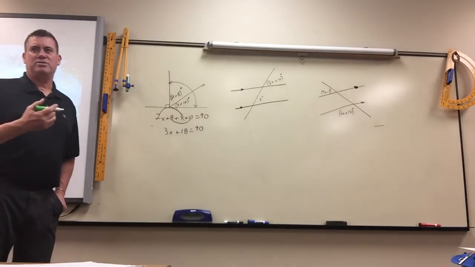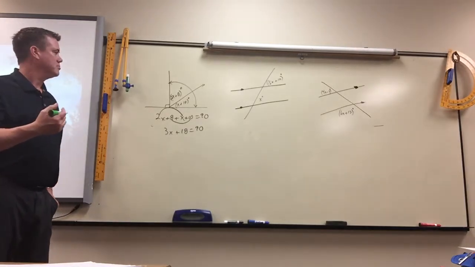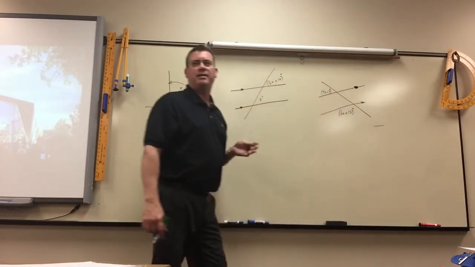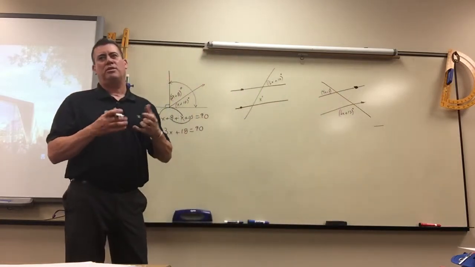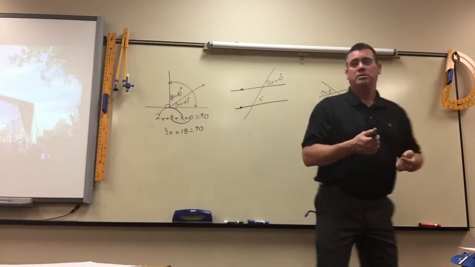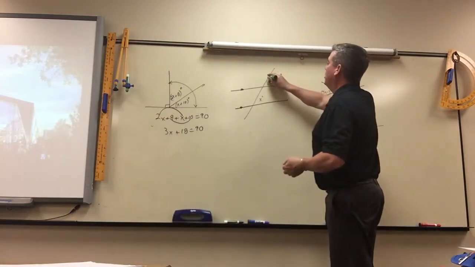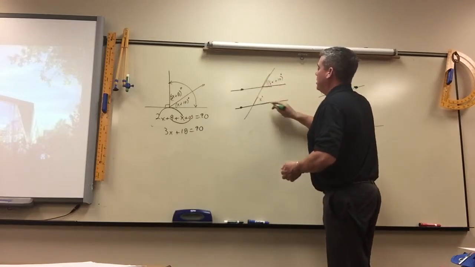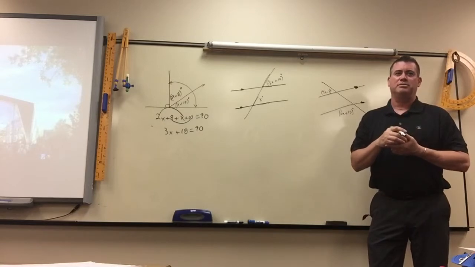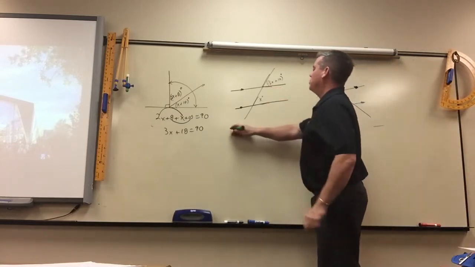You can get fractions too, or decimals. So on these pictures, all you gotta do is decide, are they gonna equal each other or are they gonna add up to 180? You can tell that by looking at them. Here, they're equal because they're both less than 90 and they're corresponding angles. So you set these equal to each other.